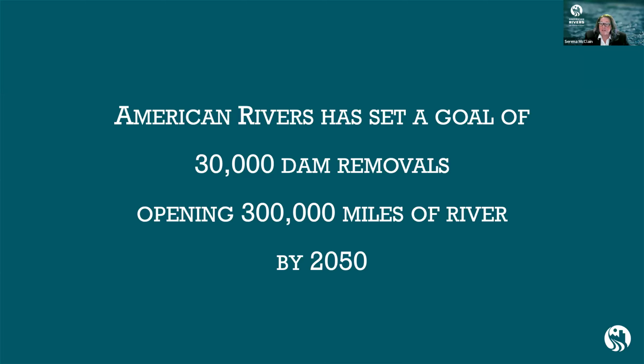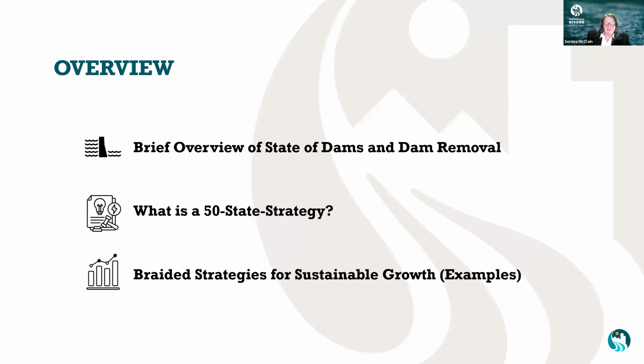So over the next 25 minutes, we're going to discuss how over time we'll increase the pace of dam removal by a factor of 1,000 dams per year. And we'll start with a brief overview, just really quickly, of the state of dams and dam removal in the US. We'll talk about what a 50-state strategy is, and then through examples and case studies, talk about how these strategies, when woven together, really are and can be a recipe for sustainable growth.